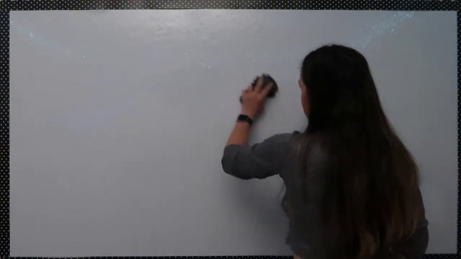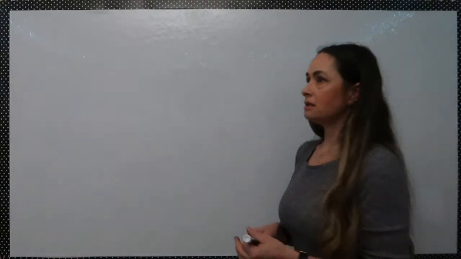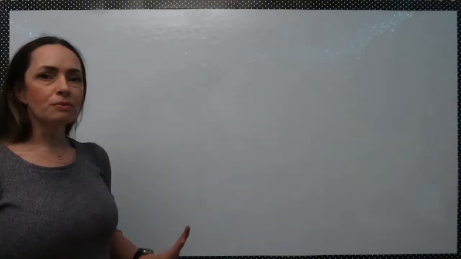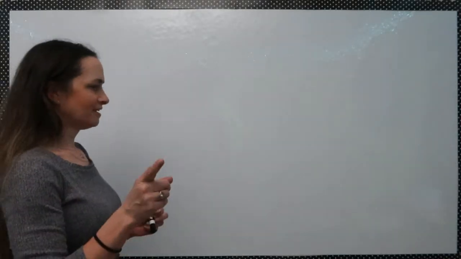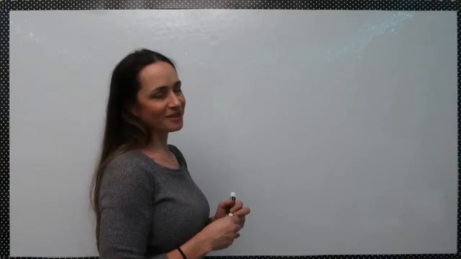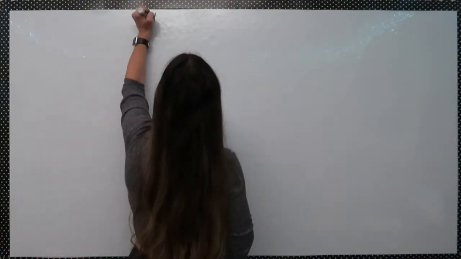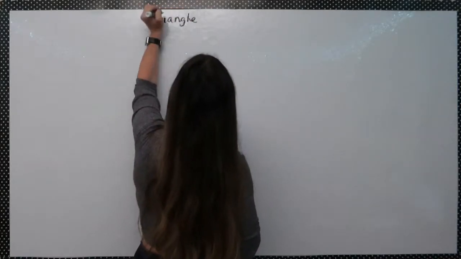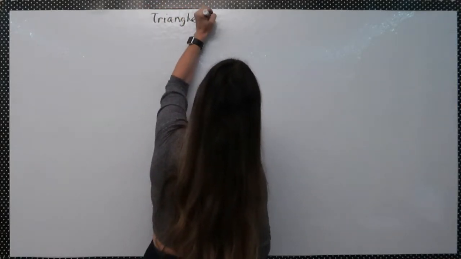Law of sines is beneficial and really useful if you know an angle and the side lengths are known. But if you don't know an angle, you would use law of cosines. I'll just label this triangle applications.